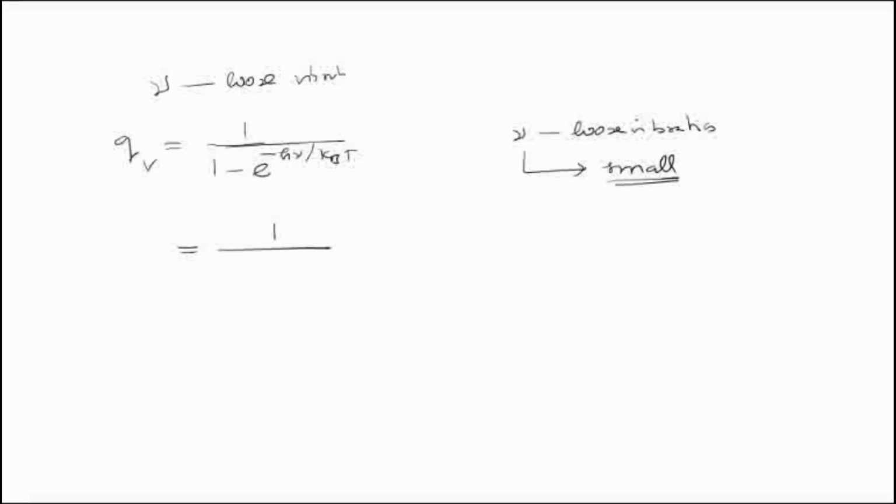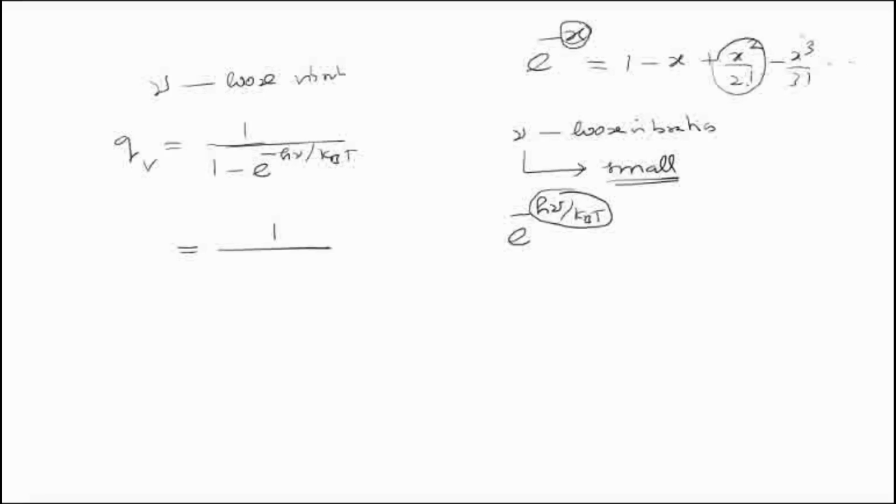If nu is very small, then the e power minus h nu by kbt term becomes very small because the frequency is small. You know the expansion of e power minus x: 1 minus x plus x square by 2 factorial minus x cube by 3 factorial, and so on. If x is very small, the x square term, x cube term and the higher power terms become negligible.